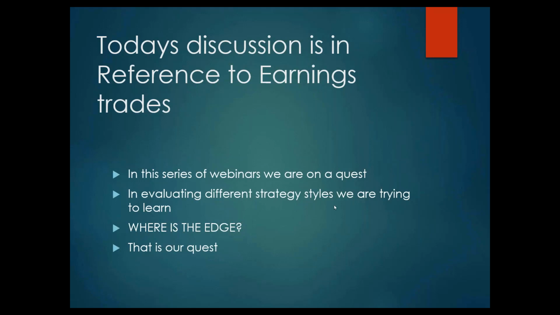In evaluating these different strategy styles, we are trying to learn, where is the edge in trading? Where can I find an edge where my strategy actually has benefits over all other strategies? That is our quest. This series will continue on because there's lots of things to compare. Again, last time we compared directional versus delta neutral, and today IV crush versus IV build.